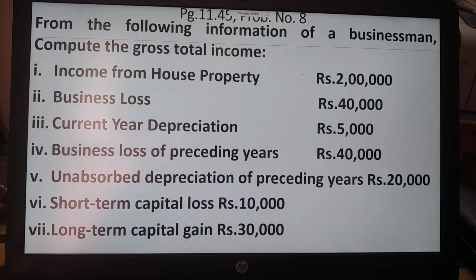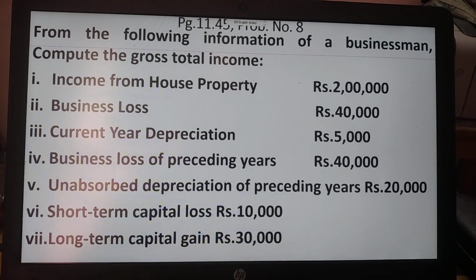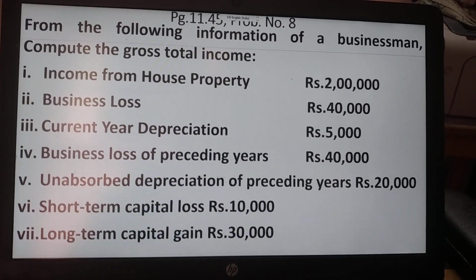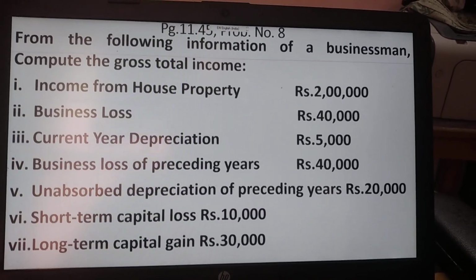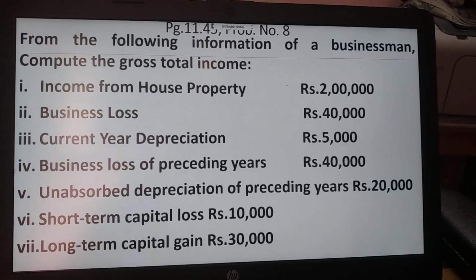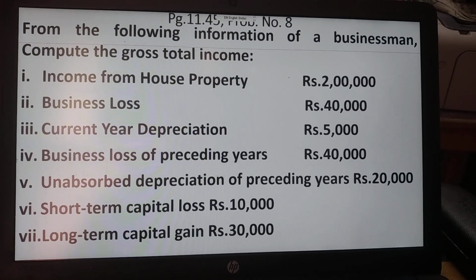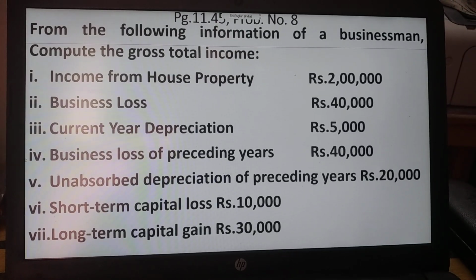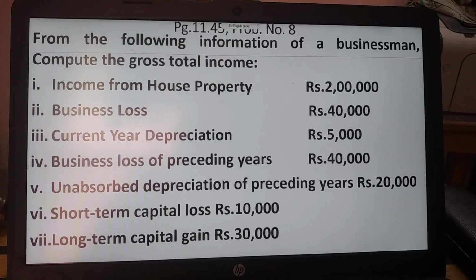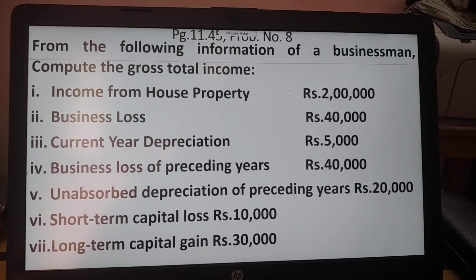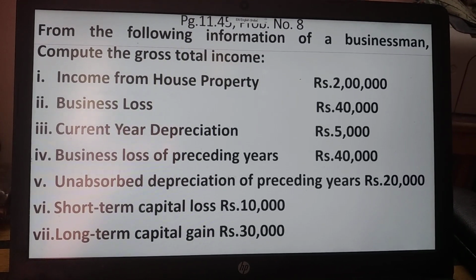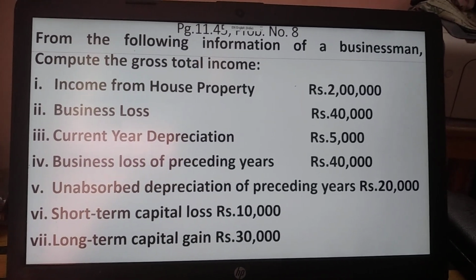All of you use the current edition textbook exclusively for income tax law and practice. Don't use the old edition textbook because budgets are being updated on an annual basis. Provisions also will be changing to some extent on a yearly basis. In such a situation, all of you must use only the current edition textbook rather than using the previous year textbook. Fine. Now, from the following information of a businessman, compute the gross total income.